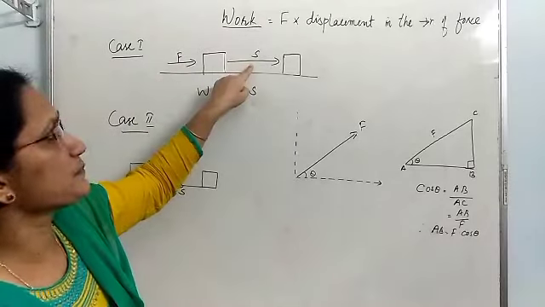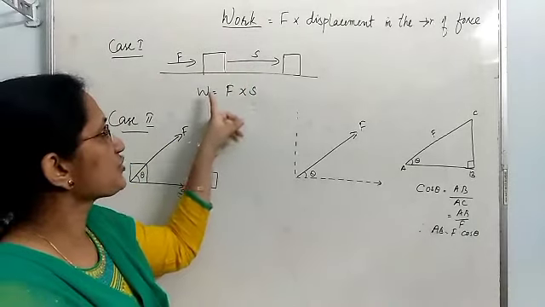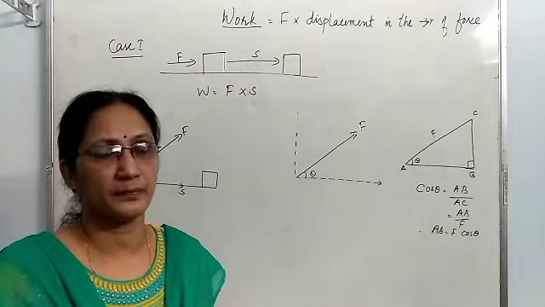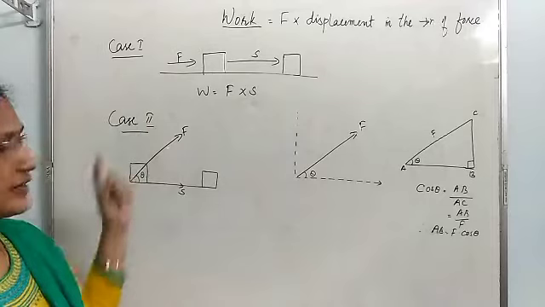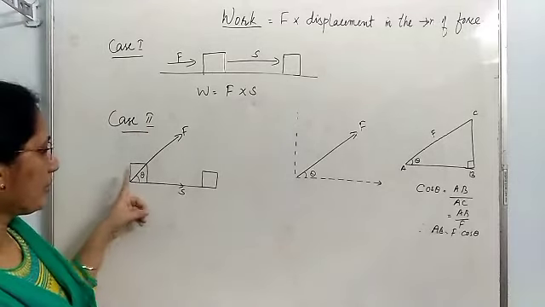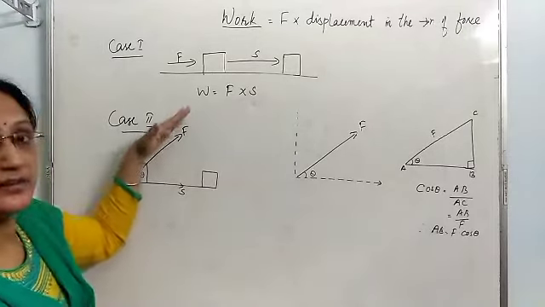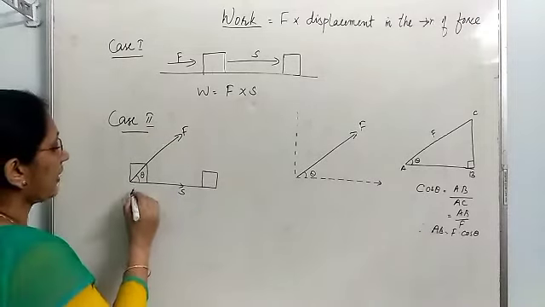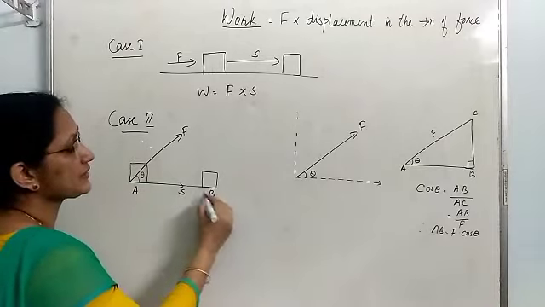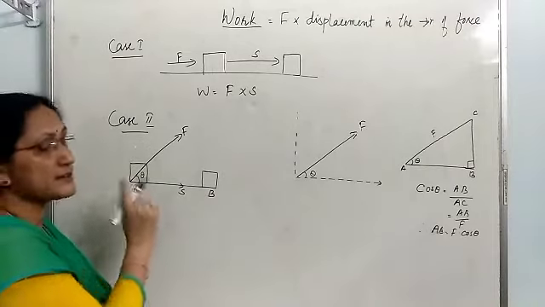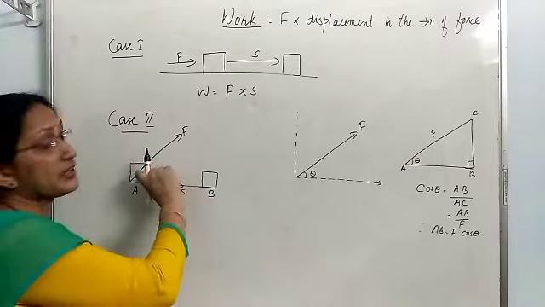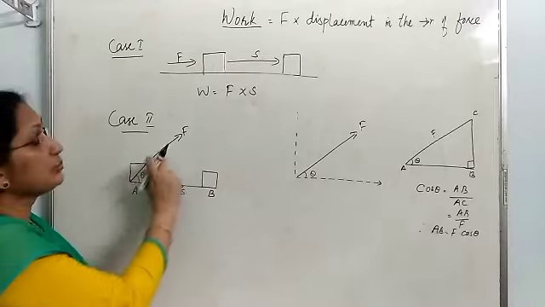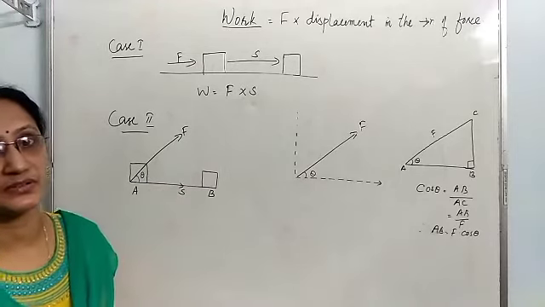When force and displacement are in the same direction, just by multiplying force with the displacement, you will get the work done. Now let us see another case where on a body at rest, force is applied in this direction, but the body displaces in another direction. A is the initial position, B is the final position. So the body gets displacement in this direction, but the applied force is in another direction. There is an angle theta between force and displacement.